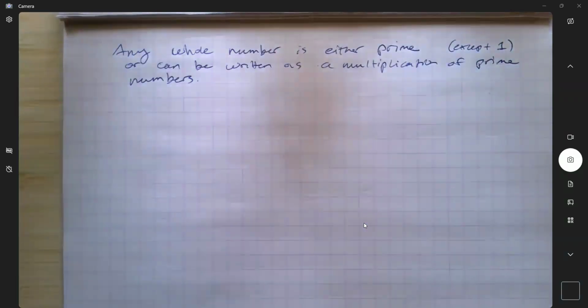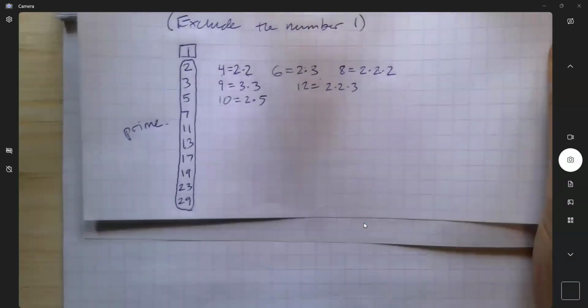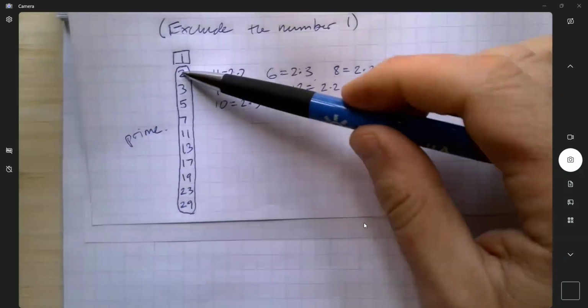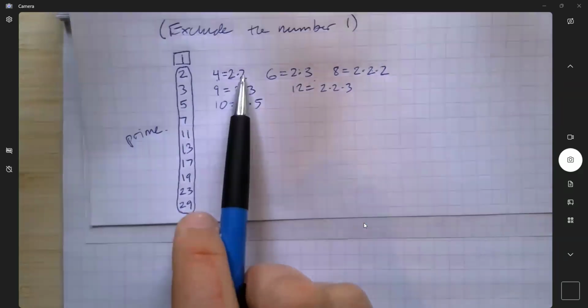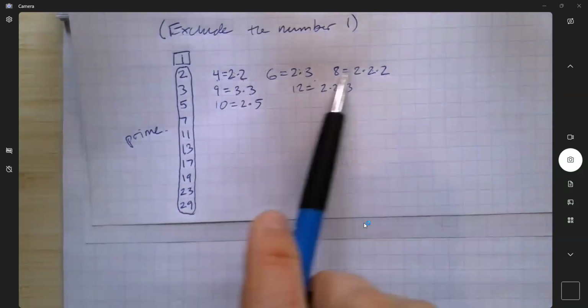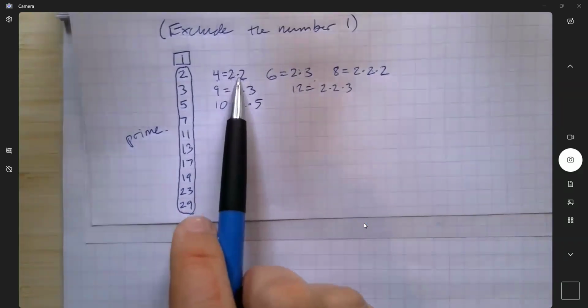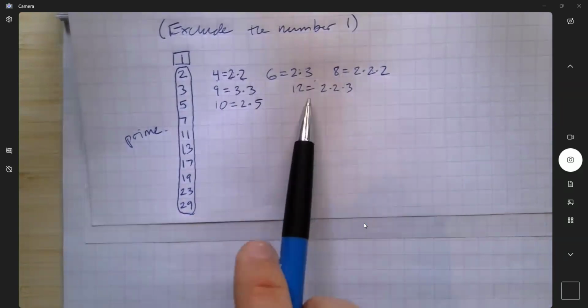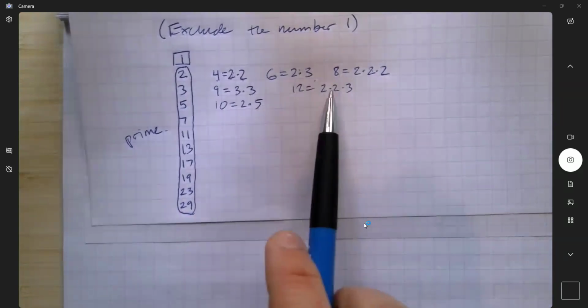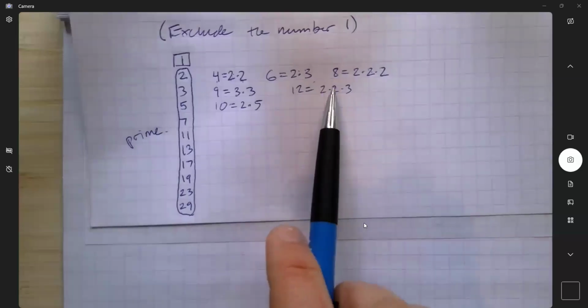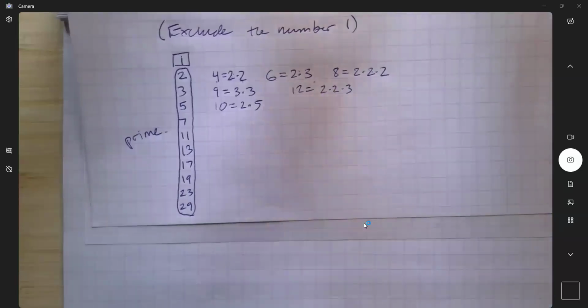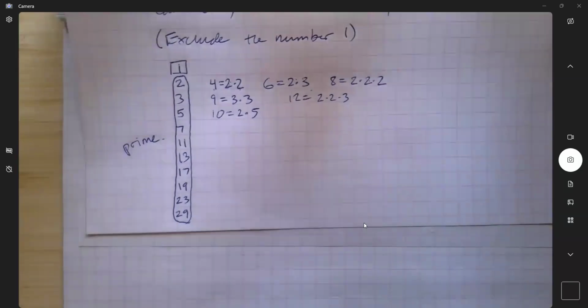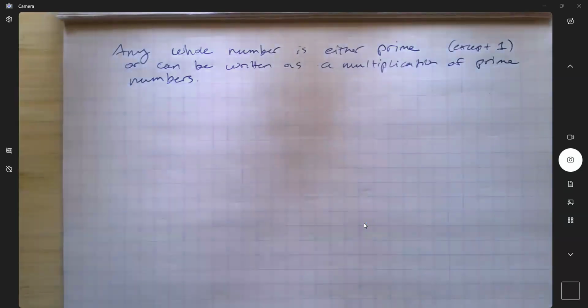So let's take a look at my list here. Every number in this list, excluding 1, is either prime or can be written as primes multiplied together. 2 times 2, those are both prime. 2 times 3, those are both prime. 2 times 5, both prime. 2 times 2 times 3, all of the elements are prime numbers. So every number is either prime or can be written as the multiplication of prime numbers.